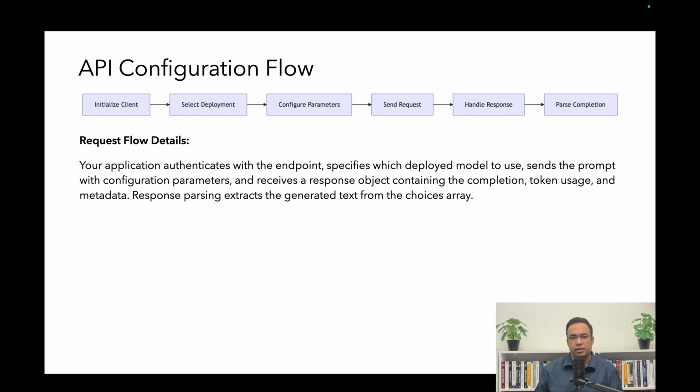Response processing is pretty straightforward. You extract the generated text from the choices array. Choices is an array because you can request multiple completions from the same prompt by setting the n parameter, though typically you just request one and use choices[0]. The response also includes token usage information, which tells you how many prompt tokens and completion tokens were consumed. This is important for cost tracking, which we'll cover in just a few slides.